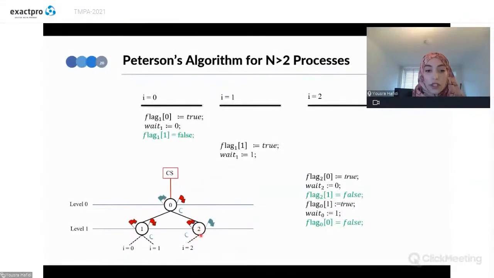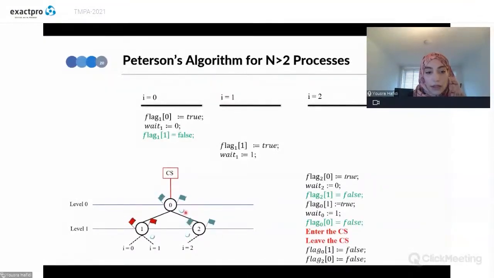Then it wins the competition here in node 2 because there is no other candidate on the right side. So it wins the competition and moves to the root. And it also wins the competition in the root because there is no other competitor on the left side. And it gets access to its critical section.